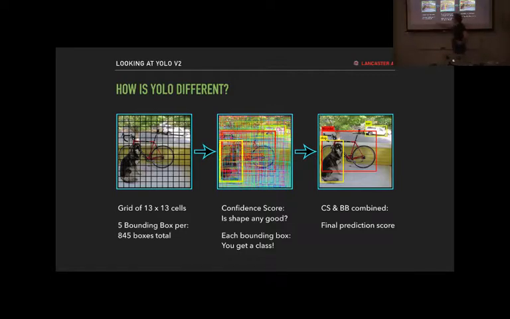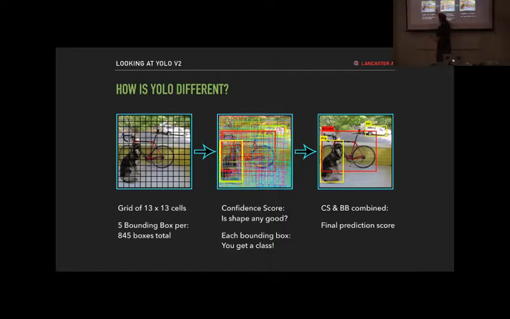Yolo breaks up an image into a grid of 13 by 13. And then each box that you have here gets about 5 bounding boxes per box itself. So it creates 5 different versions of a box attached to each box, which gives you, in these images, around 845 boxes total. And you can see some of these boxes in here.